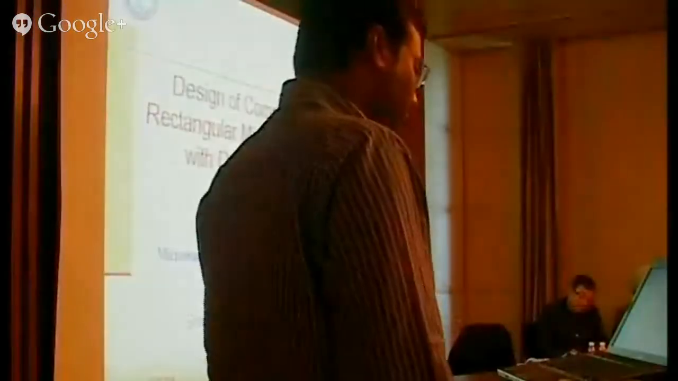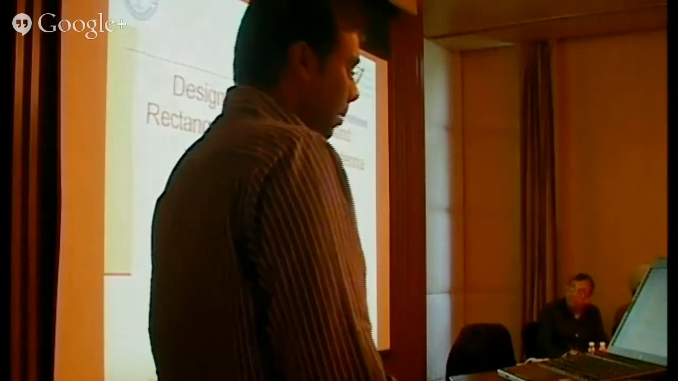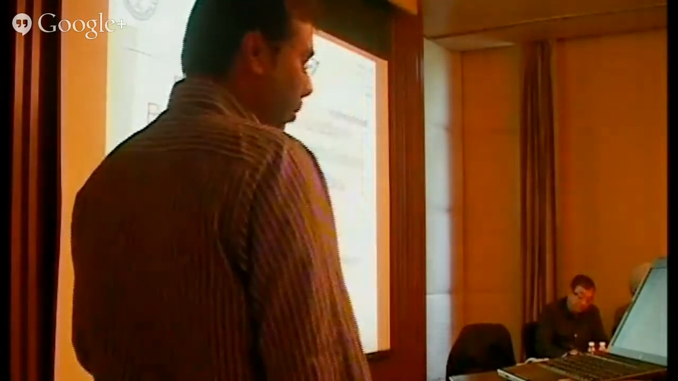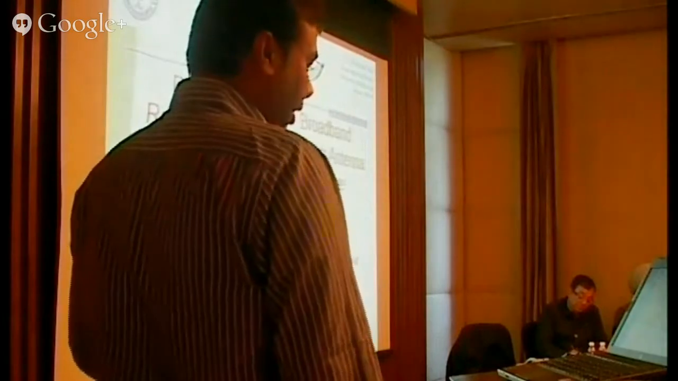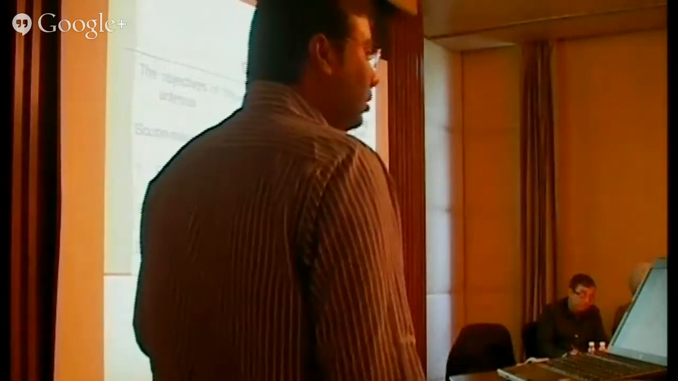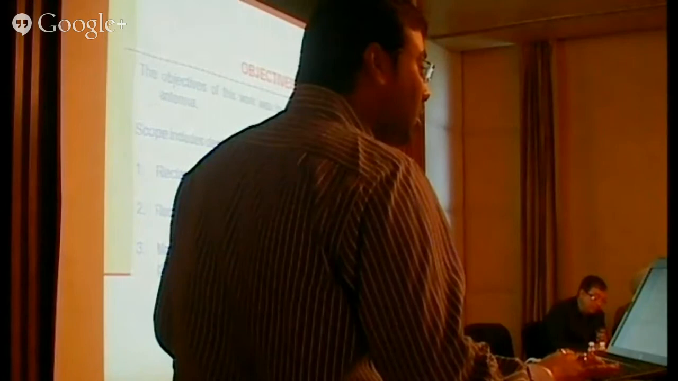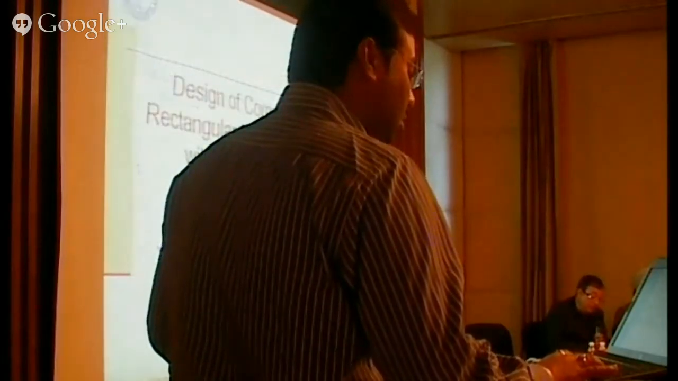Good morning, all of you. I am Ajay Tiwari from University of Rajasthan, Jaipur. My topic is the design of a compact broadband rectangular microstrip patch antenna with defected ground plane. Objectives: design of compact broadband rectangular microstrip patch antenna.